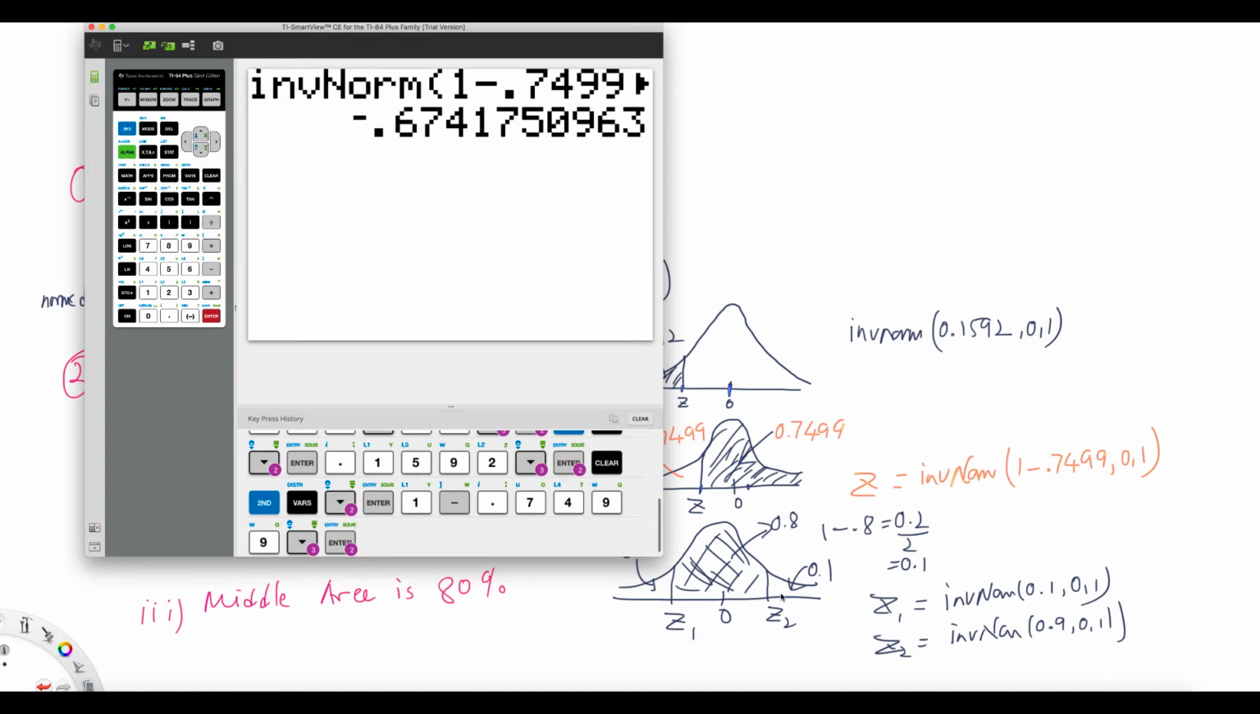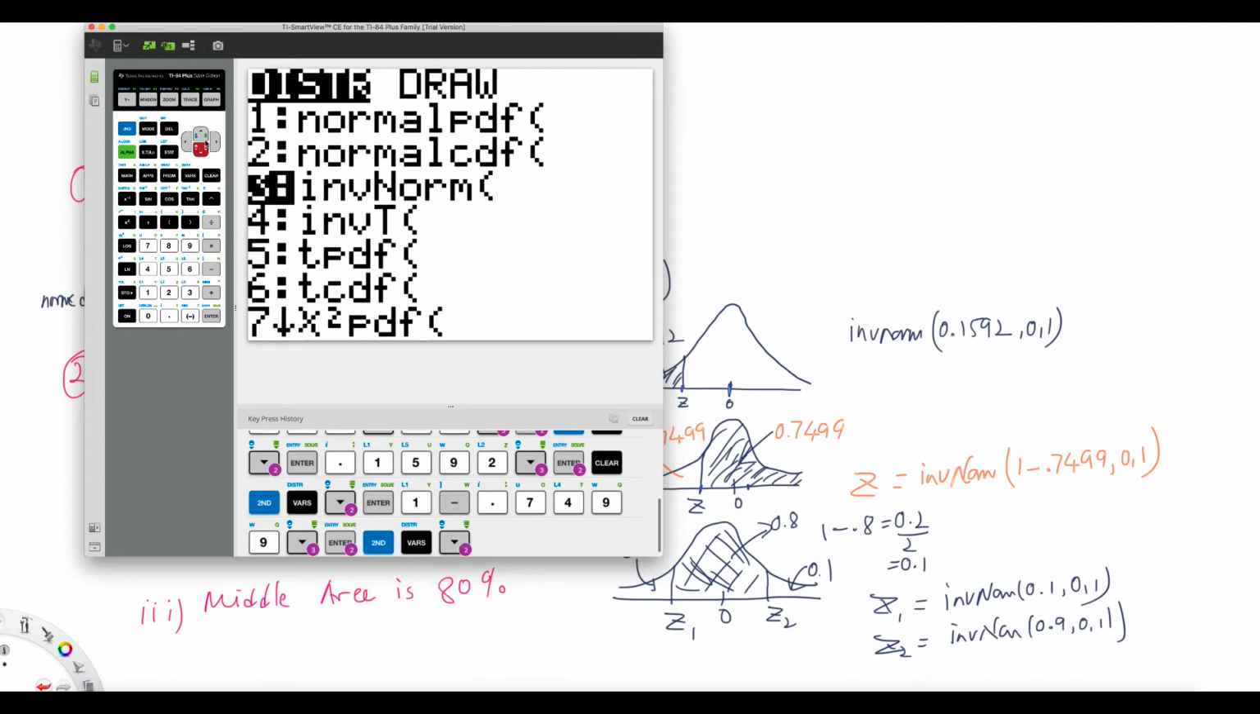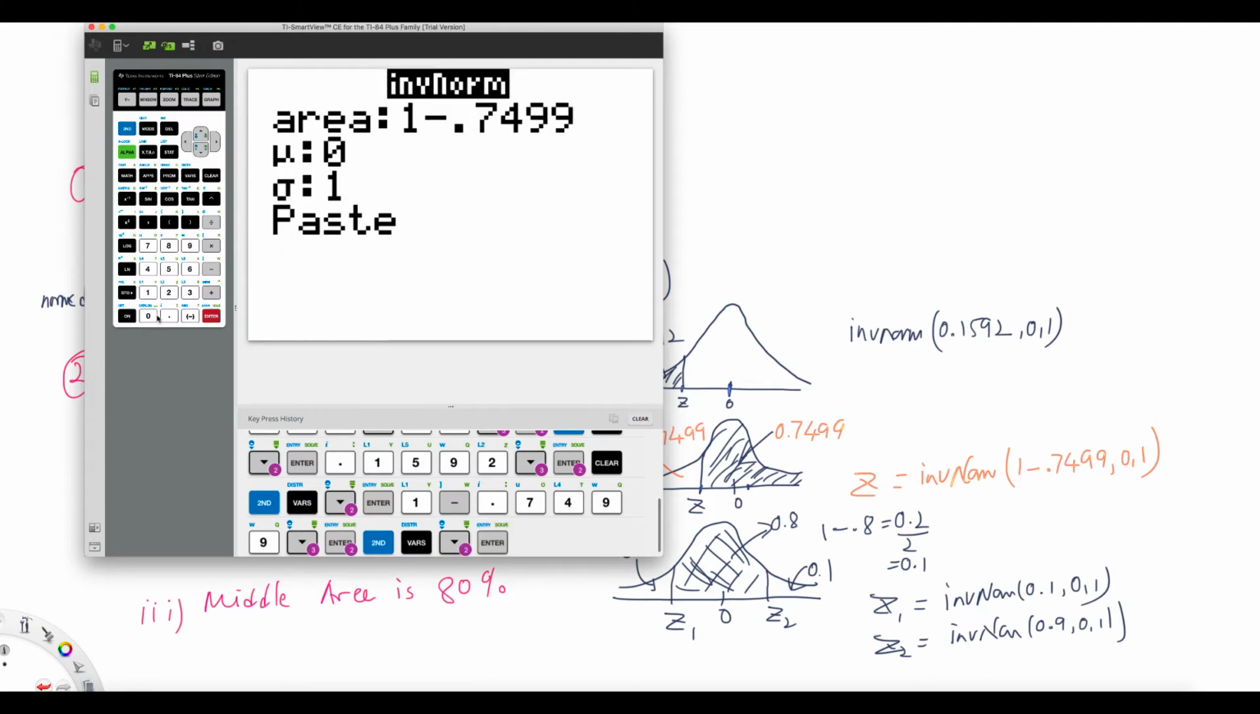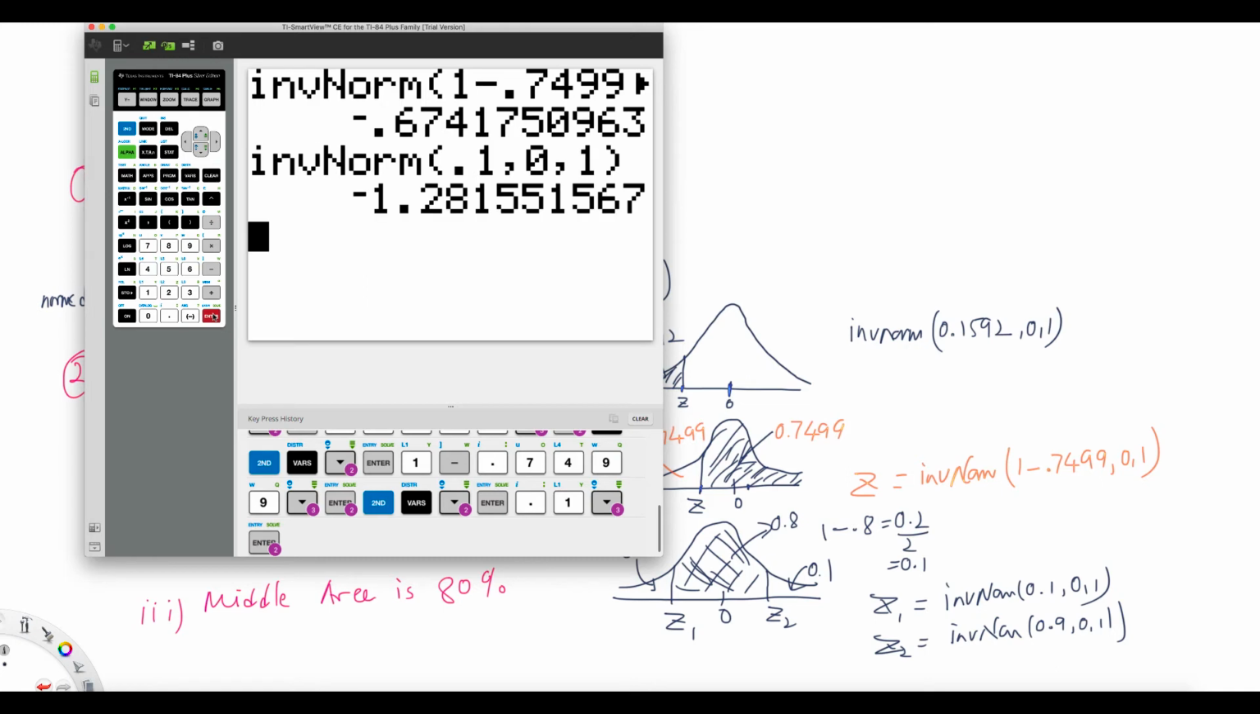And the last one is, to find G1, you need to enter the left area from G1. So what is the area left of G1? Then you do second, DISTR, and then inverse norm, right? So you do 0.1 and then 0 and then 1, okay? And then paste. You do that, and this is what you get, negative 1.28. And for the last one, you will get positive 1.28 because it is symmetrical.